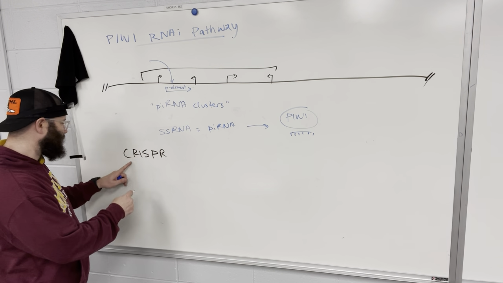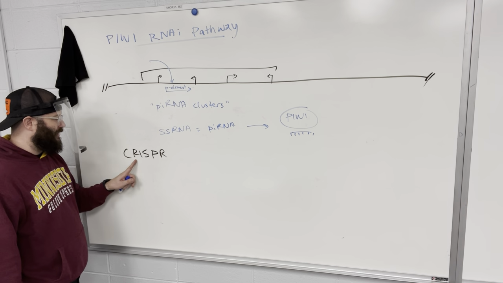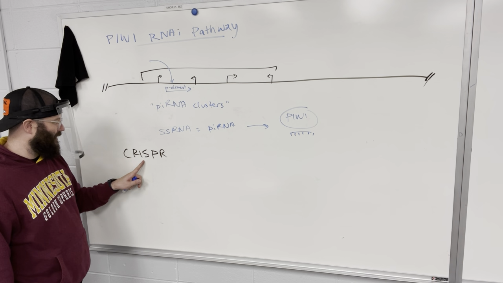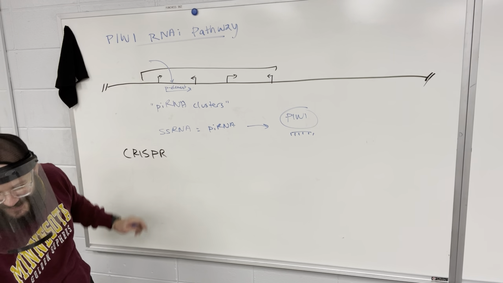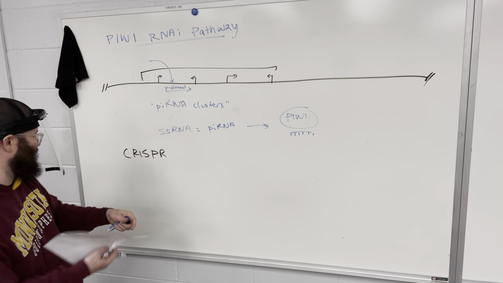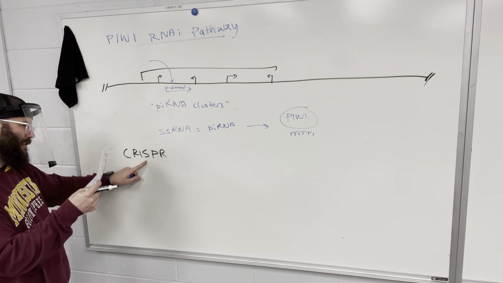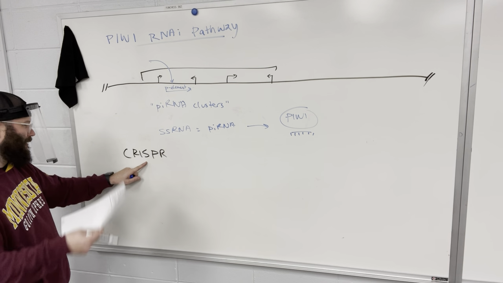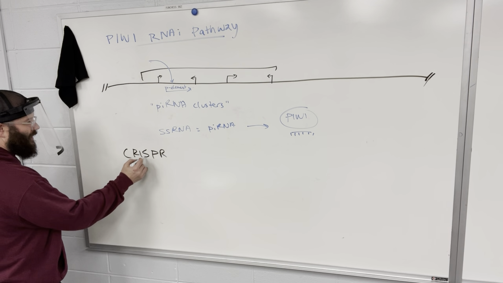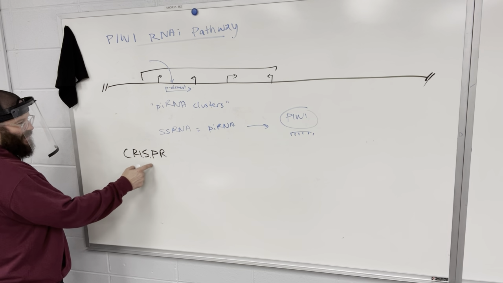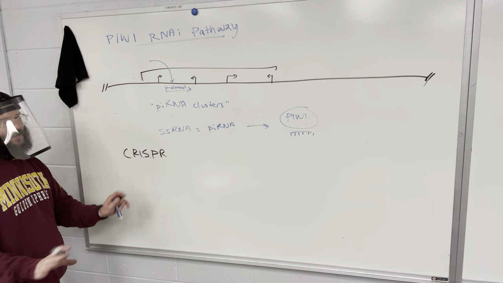CRISPR is clustered, regularly interspaced, palindromic repeats. What's the S? Is it small? I think it's small. Maybe it's just interspaced. It's clustered, regularly interspaced palindromic repeats. This is the same thing.